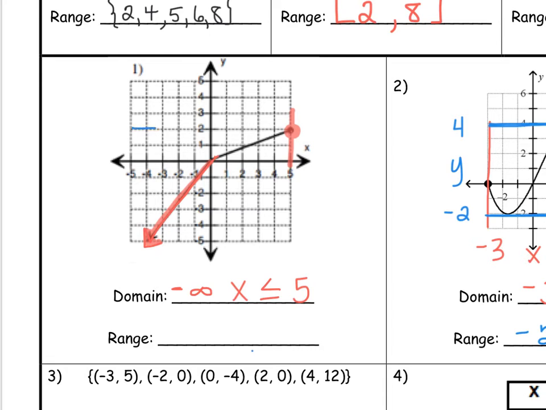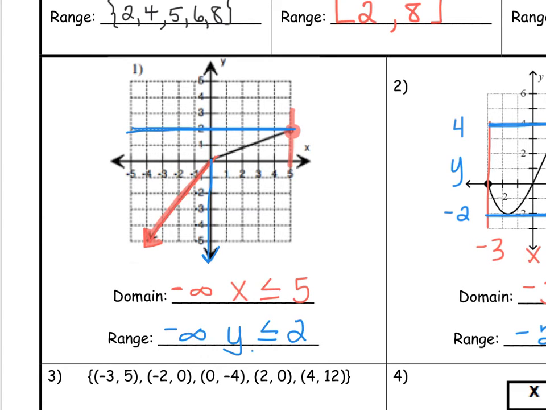My highest y value is right here, and that's 2. And again, it's a closed circle, so y is less than or equal to 2. And again, it keeps on going. Here's my y-axis. It includes all of these numbers right here, so it keeps on going and going. So we're going to call that negative infinity as well. It's every single number that's less than 2.